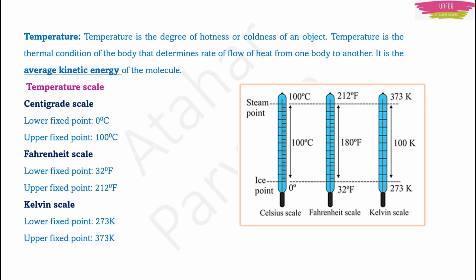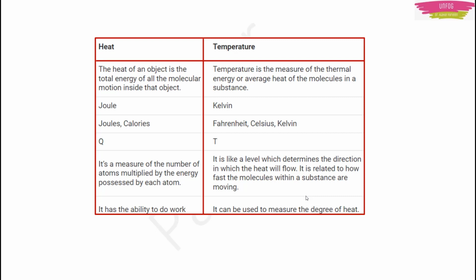Now after talking all about heat and temperature, let's know what is the difference between heat and temperature. We told that they are close friends, right? But they are not the same. The first difference is that heat is the sum of the kinetic energies of the molecules inside that object, whereas temperature is the average kinetic energy of a molecule.